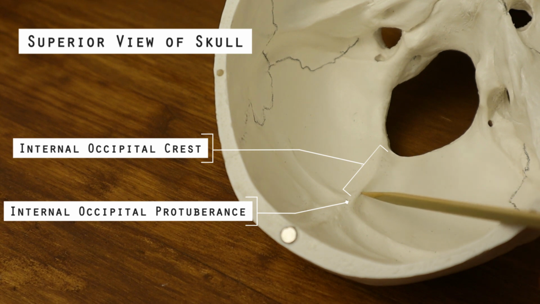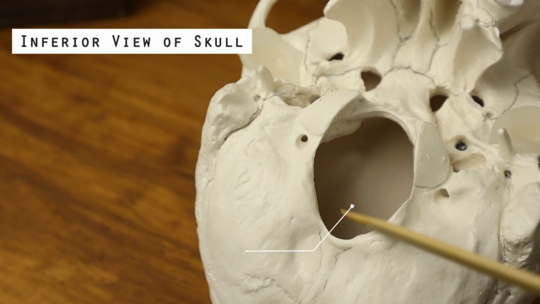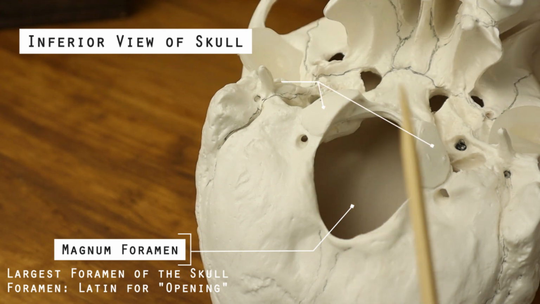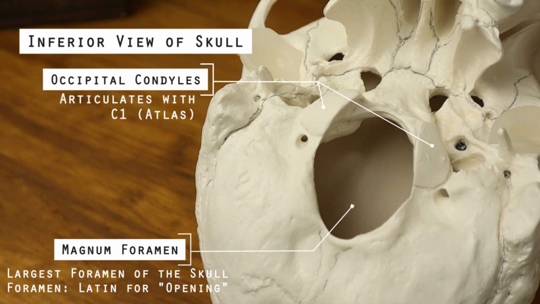Now, both internal and external crest lead to the large opening called the foramen magnum. Now, the foramen magnum is the largest foramen of the skull, and recall that the term foramen is Latin for opening. Now, just off to the sides of the foramen magnum, we have what are known as the occipital condyles. The condyles articulate with the first cervical vertebrae, also known as the atlas.